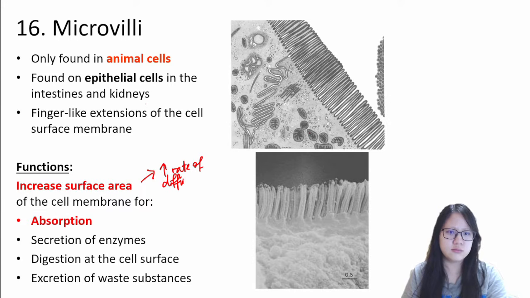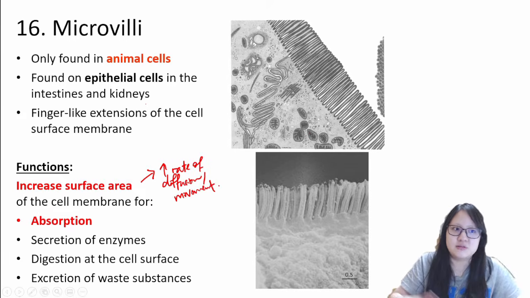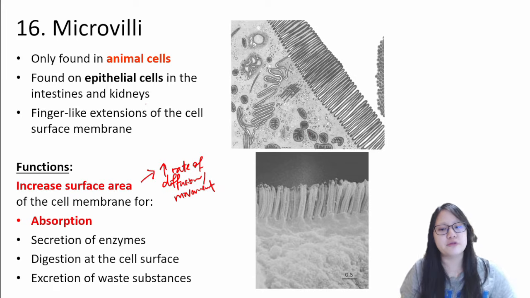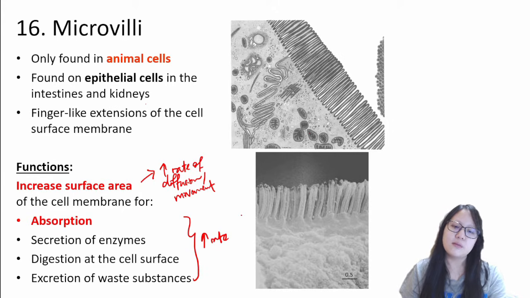Now, increase in surface area would always mean increase in the rate of diffusion, or just movement across the membrane, because there is less membrane in the way, so that's easier to move, right? And this would really increase the rate and the efficiency of these processes. So yep, that is the last cell structure.